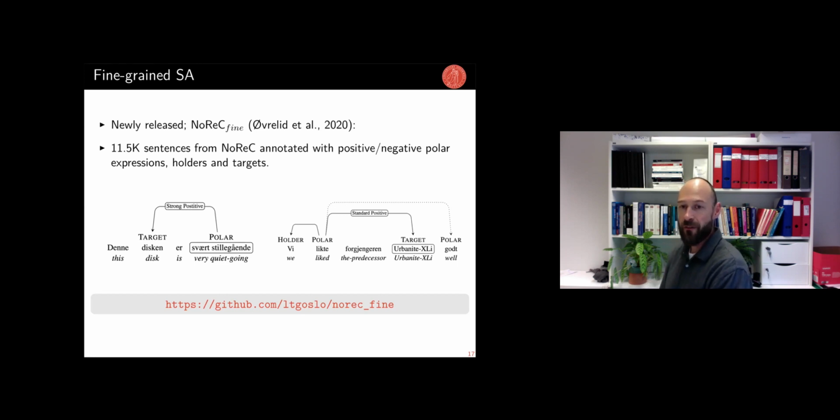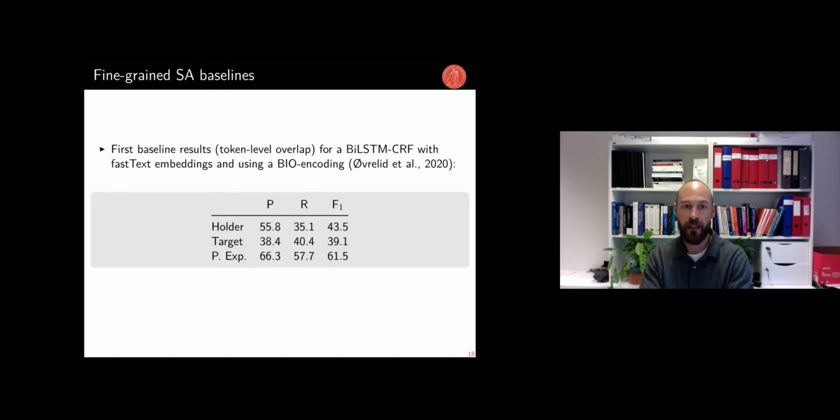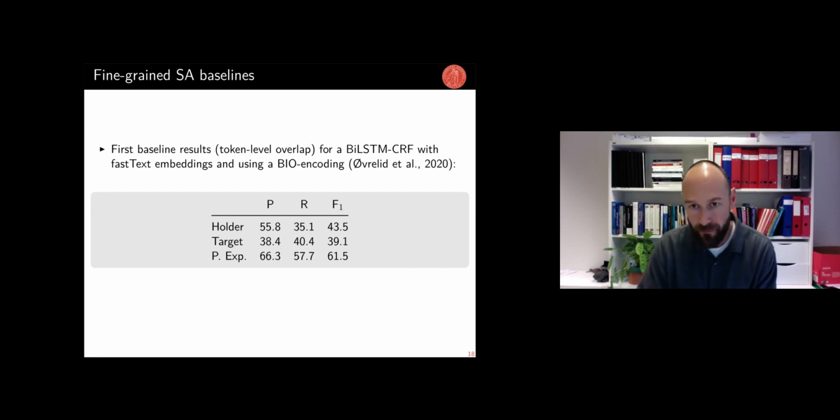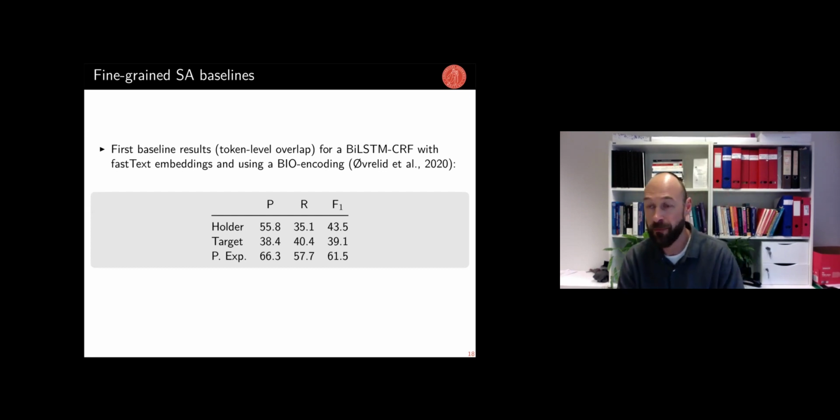So this is the type of information and the types of relations that we hope to be able to learn when training a model on this data. So far, we only have some very preliminary baseline results. This is again applying a BiLSTM network with a CRF inference layer using fastText embeddings.